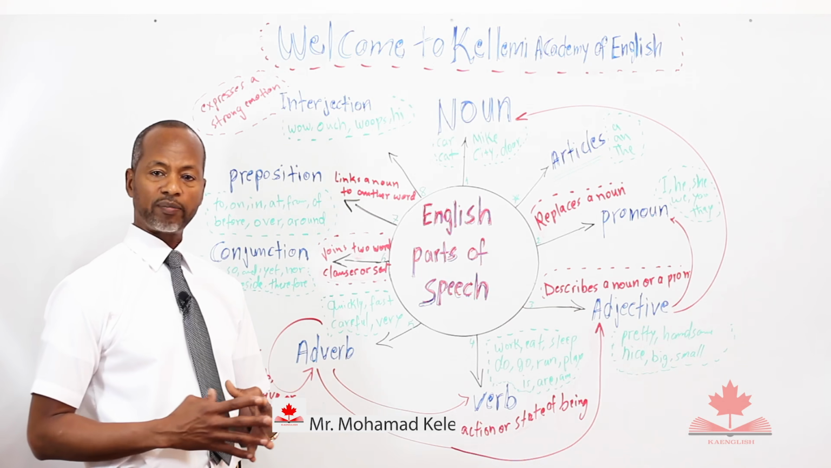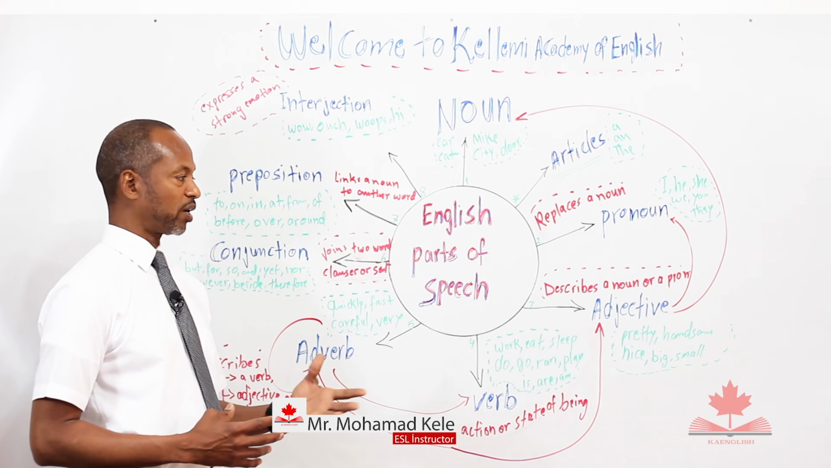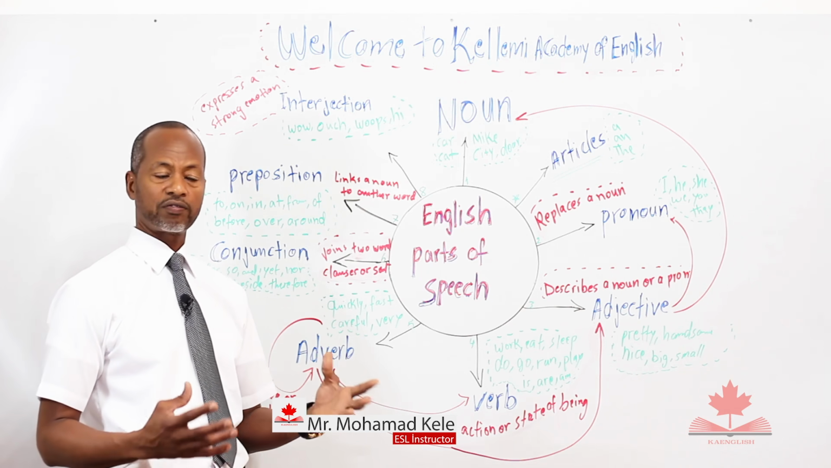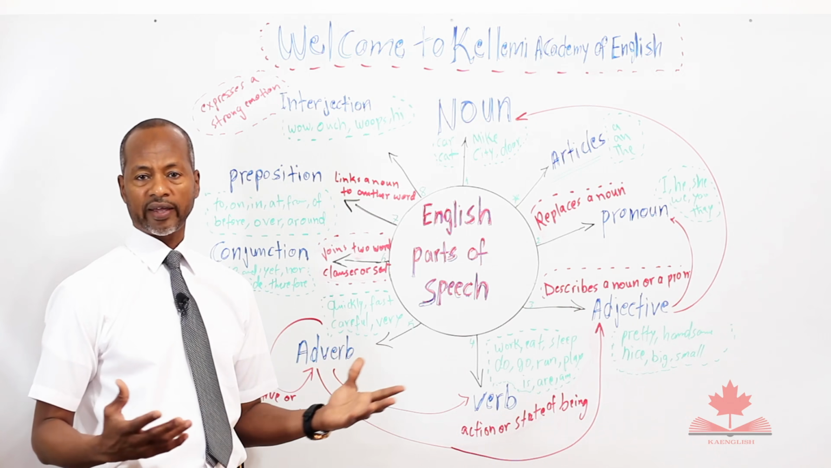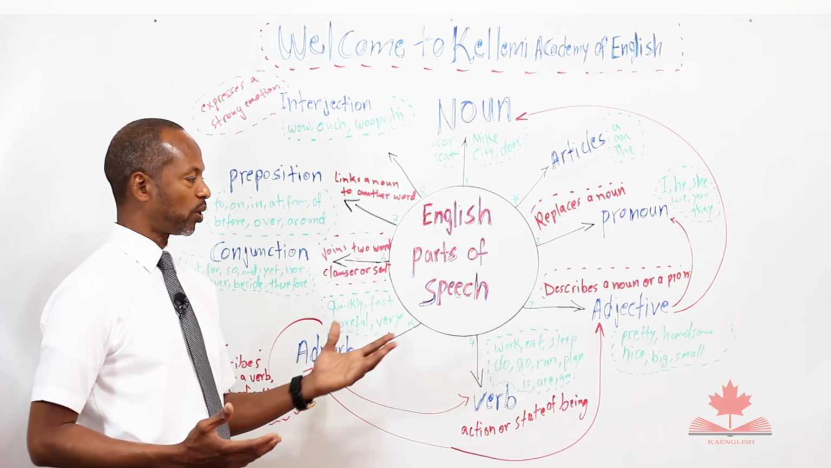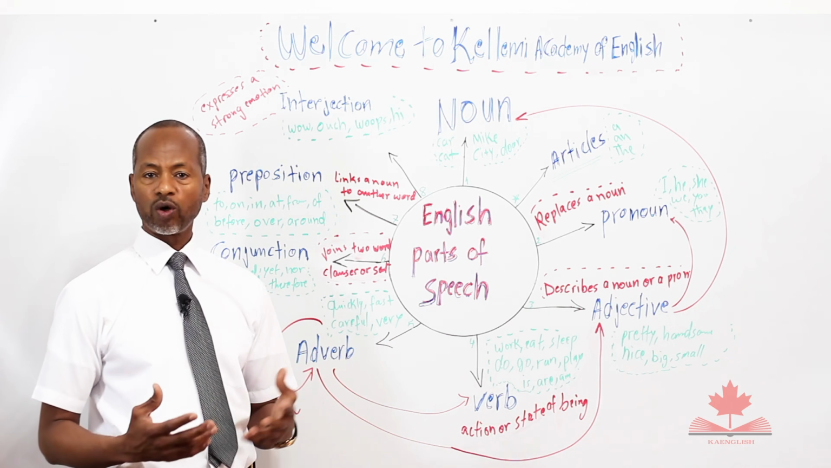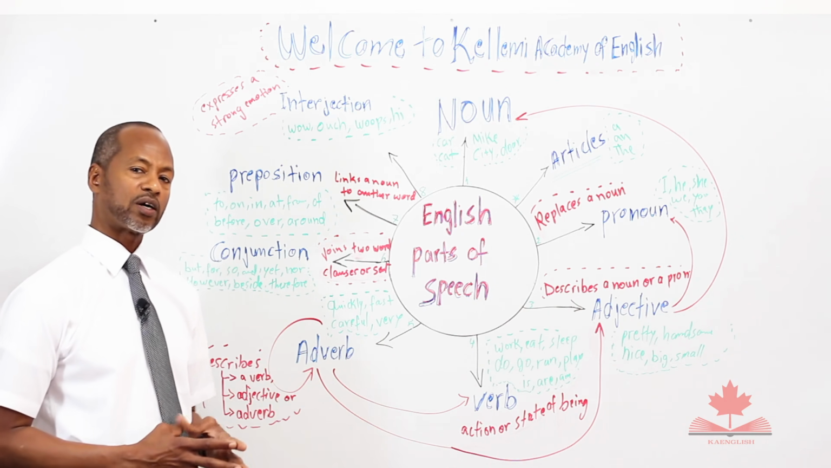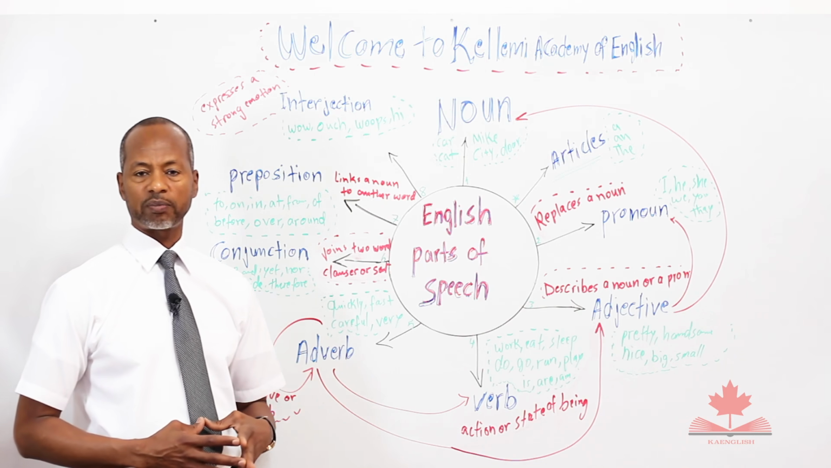Okay, the third one is adjectives. Adjectives describe nouns or describe pronouns. Adjectives are basically words like handsome, pretty, beautiful, quiet, big, small. These are all adjectives.